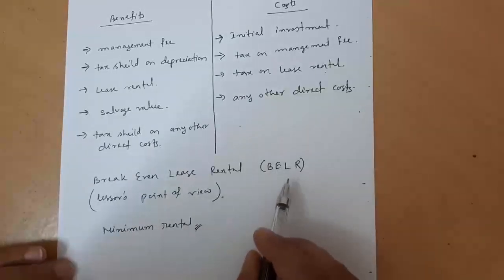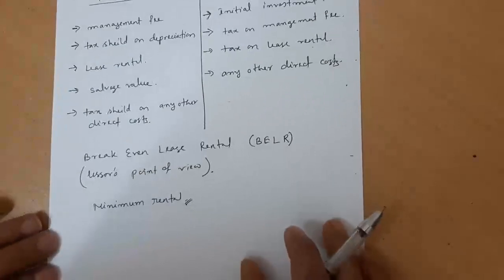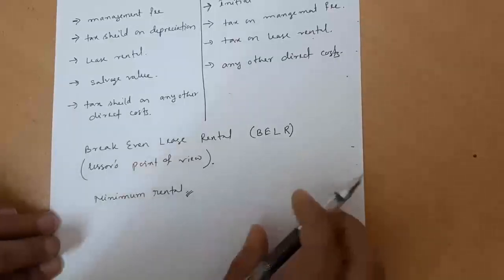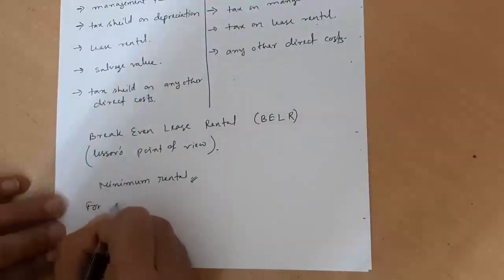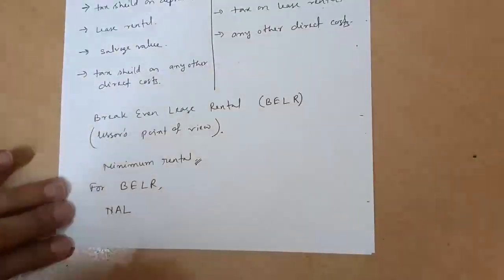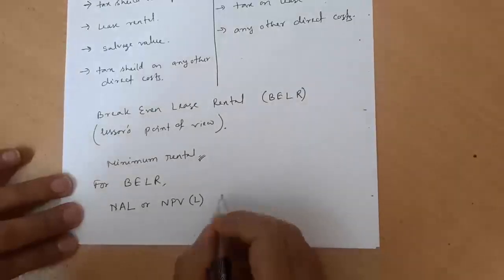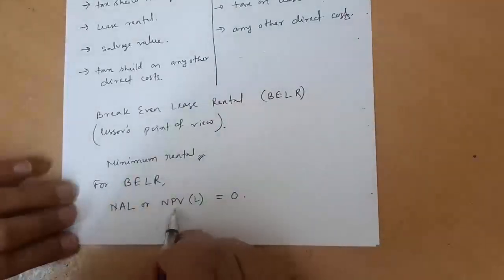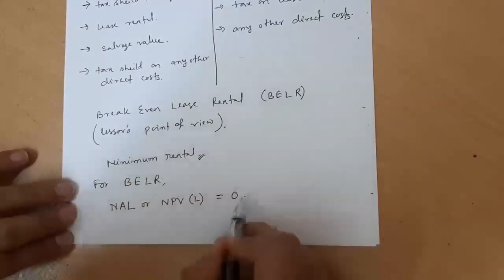So now we'll try to find the break-even lease rental. How are you going to find the break-even lease rental for the lessor? The condition for break-even is very simple. It is the condition where the lessor is at a no profit no loss position. So for the BELR, for the break-even lease rental condition, the net advantage of leasing or the net present value of leasing, these are the same thing, should be 0. So if you get the net present value of leasing or the net advantage of leasing as 0, that is the condition where the rental is equal to the BELR.